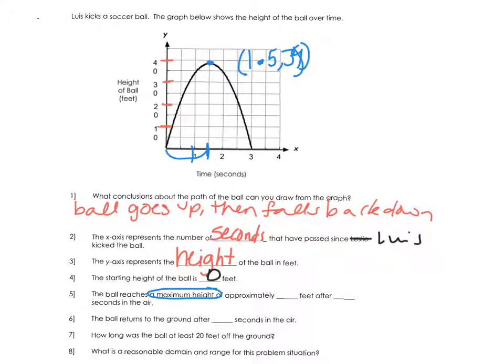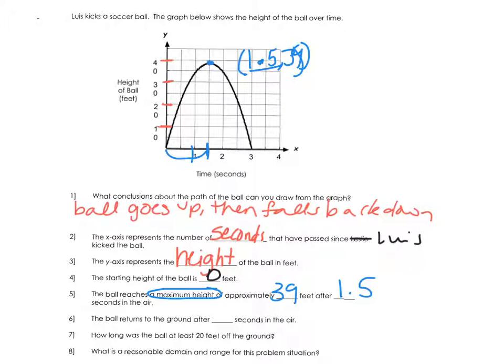All right, so let's see if we can answer number 5 now. So it says the ball reaches a maximum height of approximately blank feet. So how many feet above the ground is the ball at its tallest? 39. After how many seconds? 1.5. Beautiful.